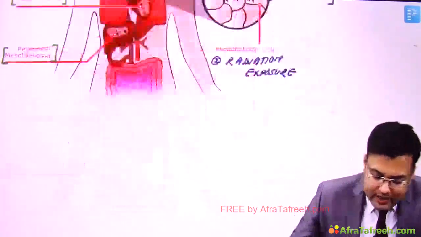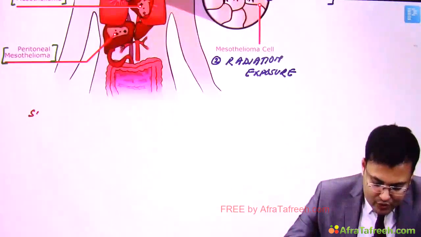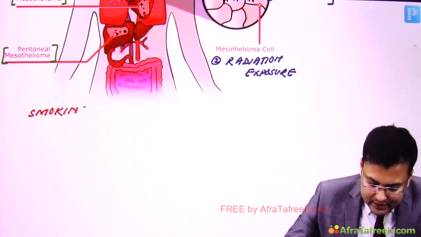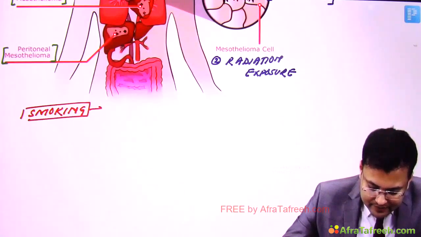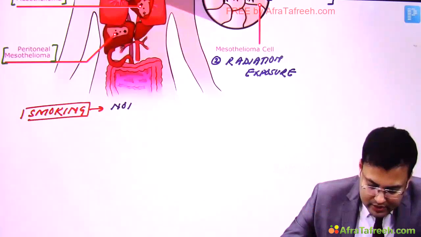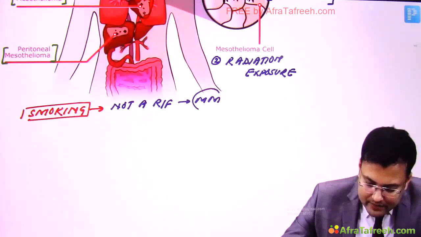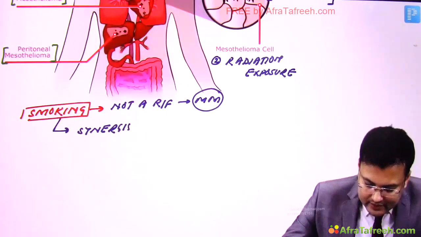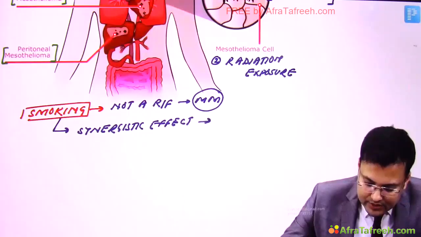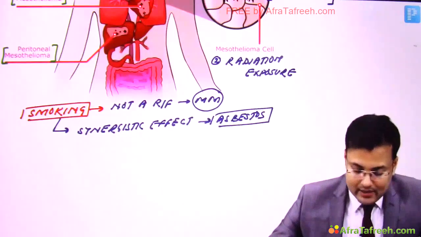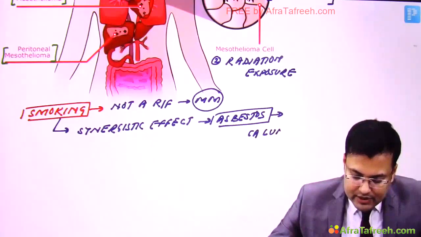So the important point in risk factors is that smoking is not a risk factor for malignant mesothelioma, but it has a synergistic effect with chronic asbestos exposure for which malignancy? For carcinoma lung. So you have to read the question carefully.